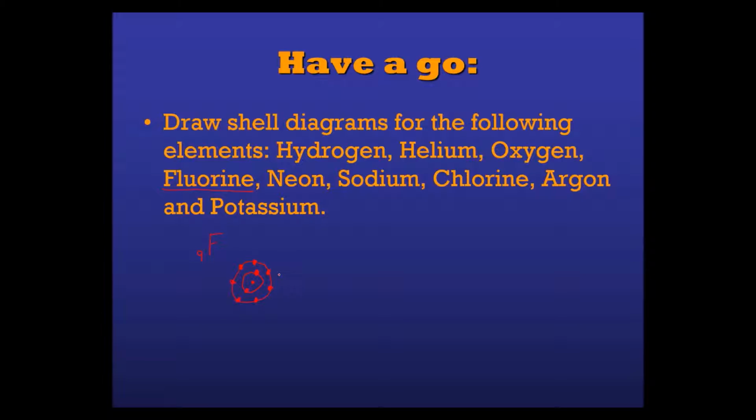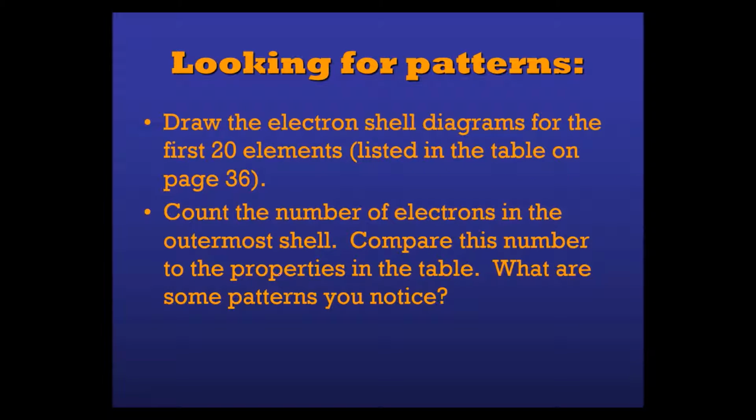Now what we can start to do then is to look for some patterns in the electron shell diagrams, and this is an activity that I'd like you to do. I'd like you to draw the electron shell diagrams for the first 20 elements, and I'll give you some information about the properties of these substances, and then you'll start to see that there are some patterns that we're noticing. And even when we just look at the periodic table, we're going to notice some patterns in relation to the electron shell diagrams that you're drawing and the periodic table itself.